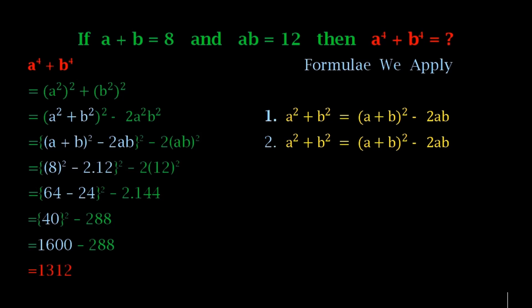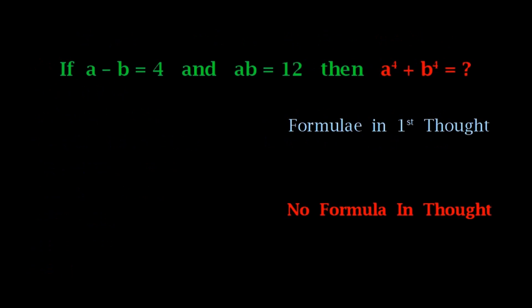Now our job is just to put down the values of a plus b and ab to get our desired result, and the result is 1312. This one is almost the same problem as the previous one. Previously, a plus b is equal to 8 and ab is equal to 12, and our destination is to find a to the power 4 plus b to the power 4. Look here, the slight change: a plus b is equal to 8 is replaced by a minus b is equal to 4.